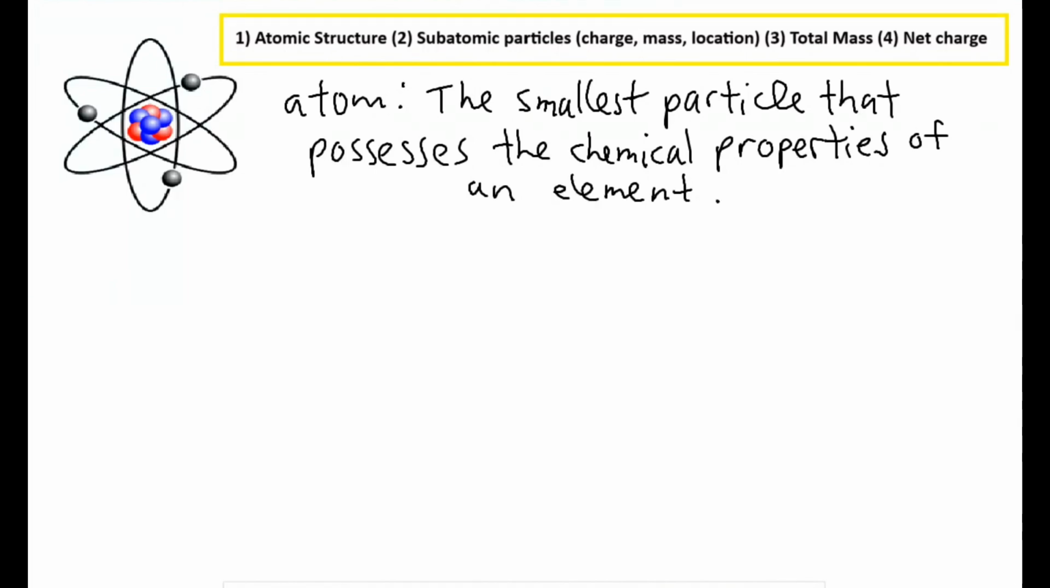And that atom is composed of three subatomic particles. Sub is the prefix meaning under, so we have three particles that are under the level of an atom. We have the electrons, we have the neutrons, and we have the protons.